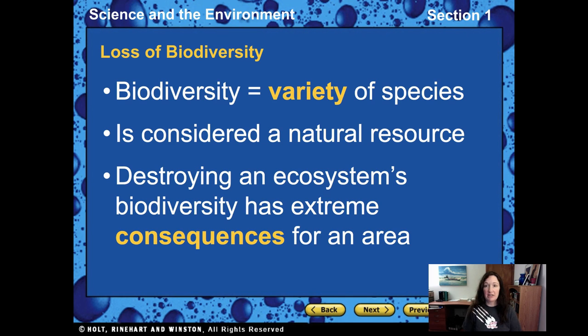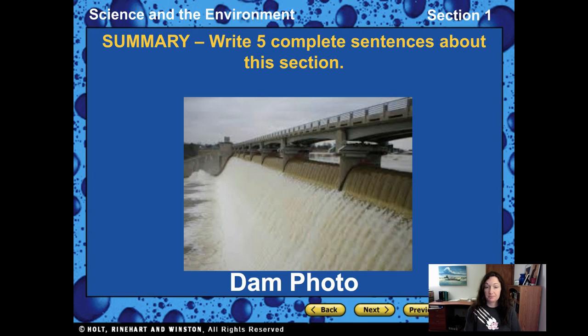And it is considered a natural resource because it helps to keep the ecosystems functioning well. Once you take out certain types of life from an ecosystem, things can start to collapse and you see negative effects in a lot of different unpredictable ways. So destroying an ecosystem's biodiversity has big consequences for the area, and oftentimes it's not in a way that we can predict. So keeping our biodiversity the way that it is a very important aspect of environmental science.